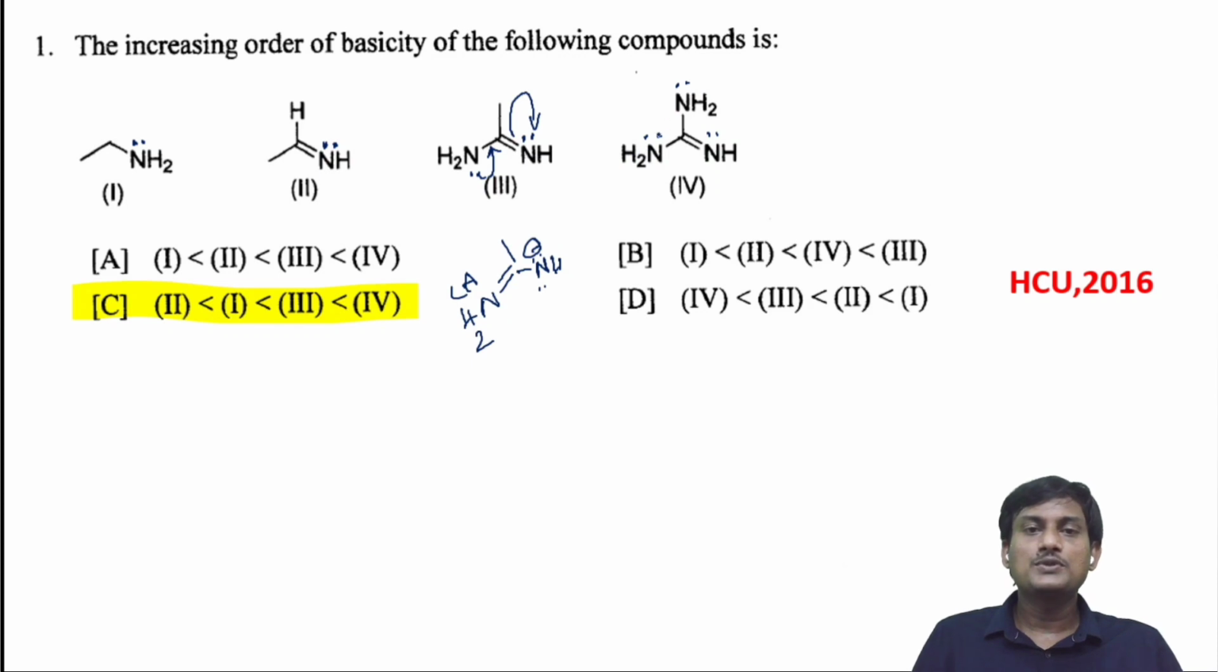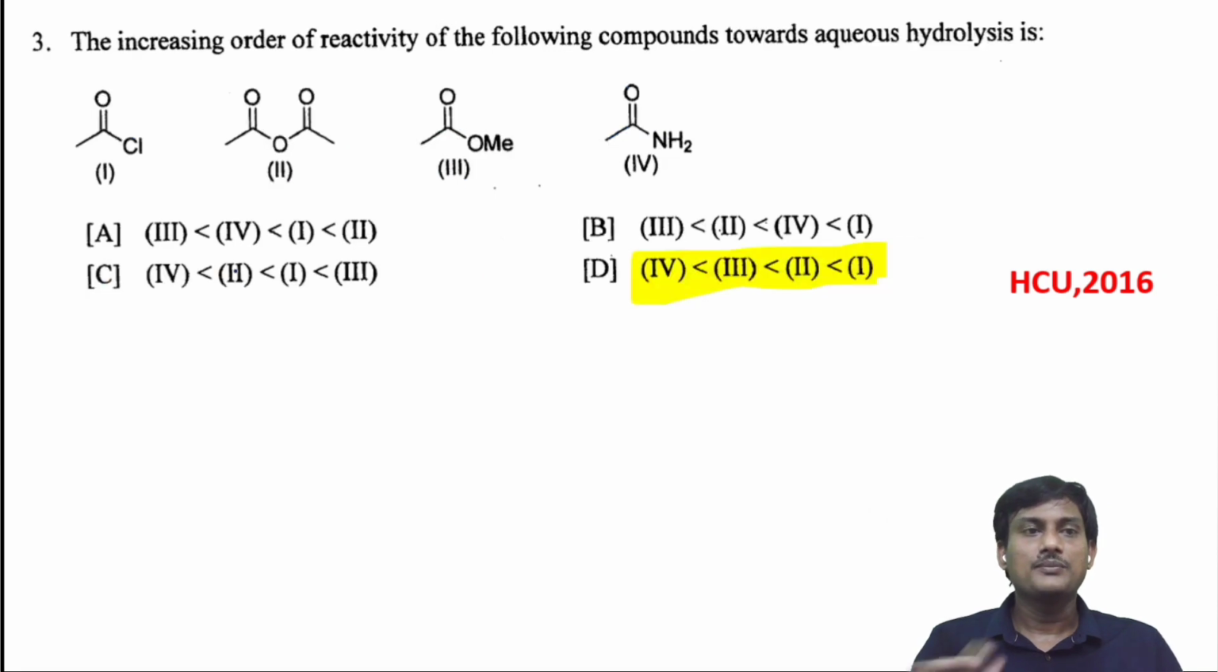And in this case, you have two NH2 groups. There is a participation of these two lone pairs of electrons in resonance. So the fourth one should have more basic nature when compared with the third one. And the next one is the first one, and the next one is the second one. So the order is 4, 3, 1, 2. This is the order of basic nature of these molecules.